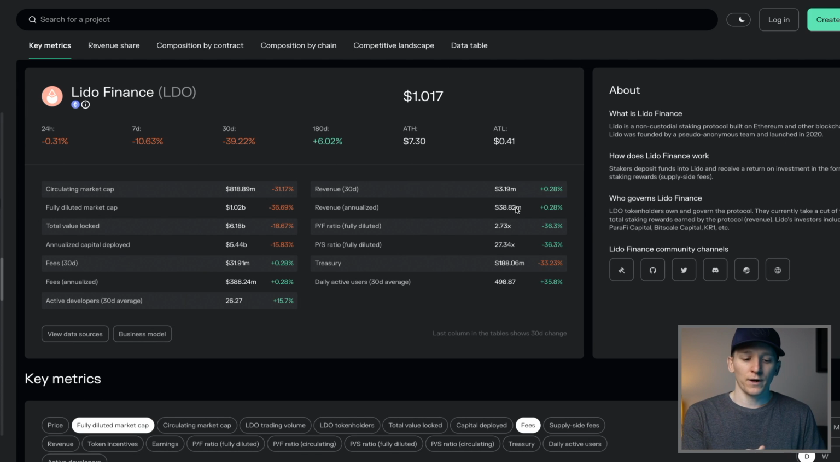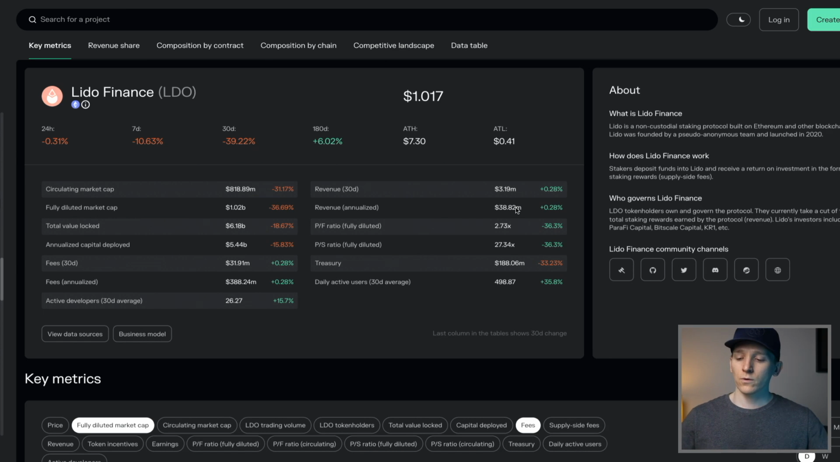Now you can put a valuation on this. If they earn 38 million a year and that revenue goes towards the Lido DAO, that DAO is essentially a company and you can own the tokens, which is owning a share of the company. So this is the modern version of a company. And if it earns 38 million a year, you can put a multiple on that of, for a growth company, let's say 25 times. And so you're looking at a valuation here for the Lido token of around $1 billion.